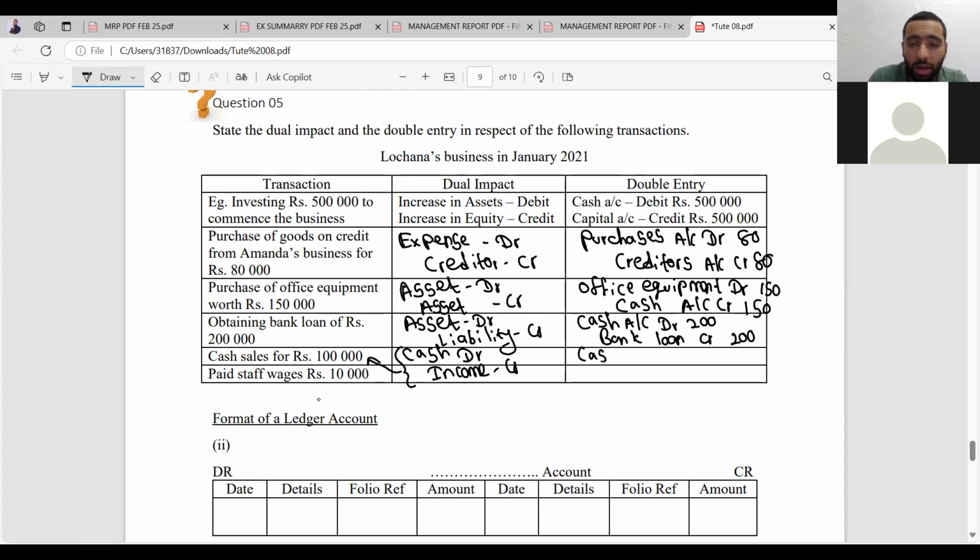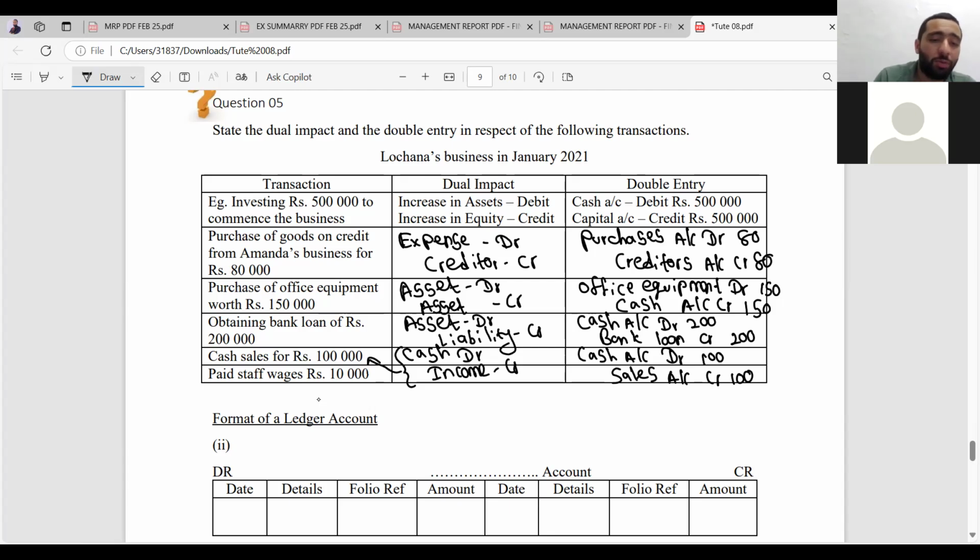So cash account debit by how much? 100, and your sales account credit by 100. Very simple, straightforward, right? Okay. So these are very simple. I don't think you need much time to write these. I hope you're writing these with me.